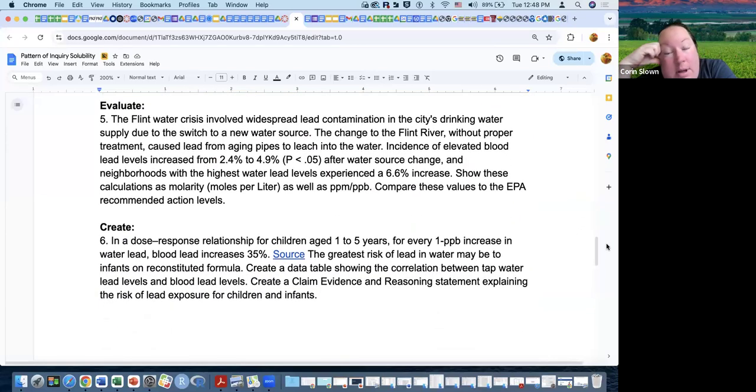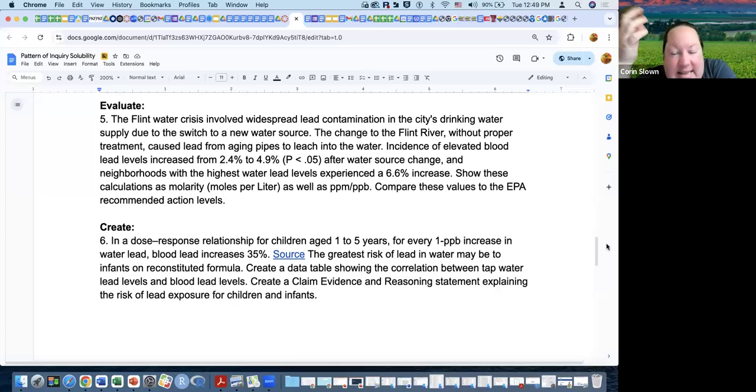Okay, the next problem that I'm super excited for you to explore is actually the Flint water crisis. We've talked about this a little bit. It was widespread lead contamination in the city's drinking water. And really what happened was they switched to a new water source. When they changed to the Flint River, the alkalinity, the level of the pH changed. And that meant then that the lead from the pipes was leaching into the water.